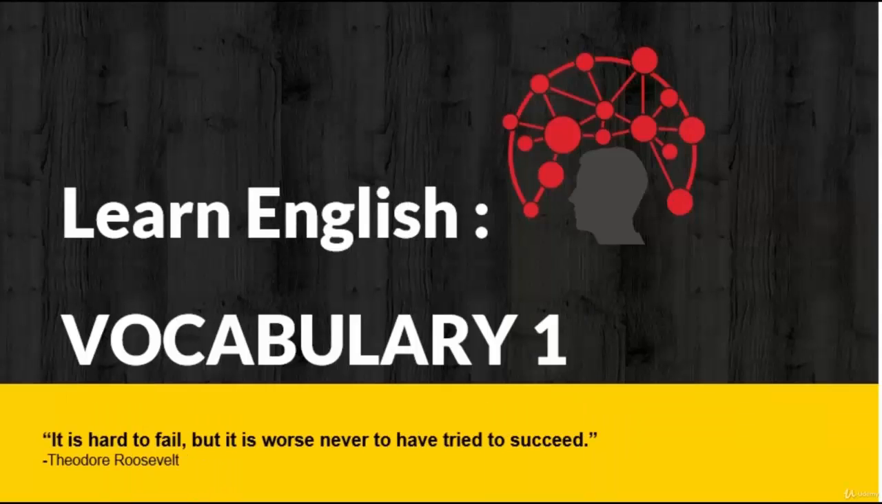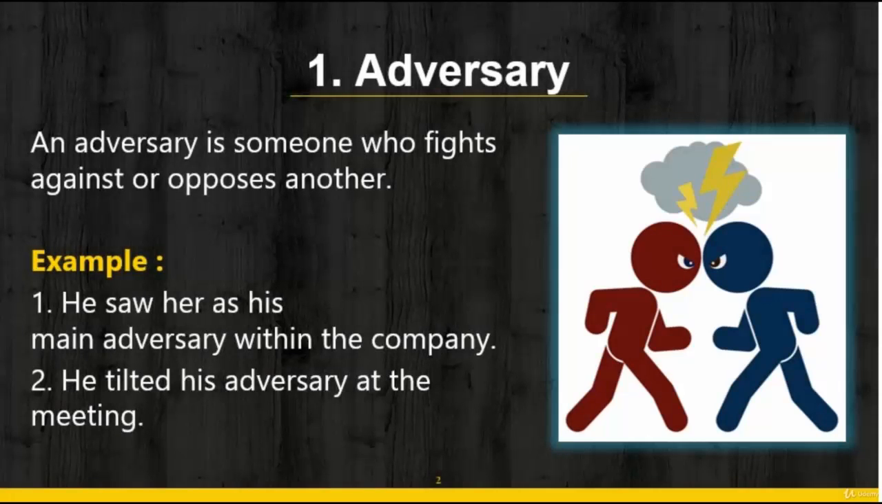Now, in this module, we are going to learn some important vocabulary words that will build the base for you to speak and write proper English. Adversary. Now, adversary is someone who is against you, someone who fights or opposes the other person. For example, he saw her as his main adversary within the company. He tilted his adversary at the meeting.